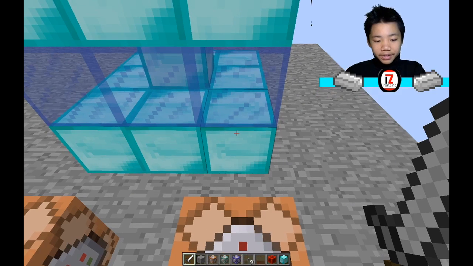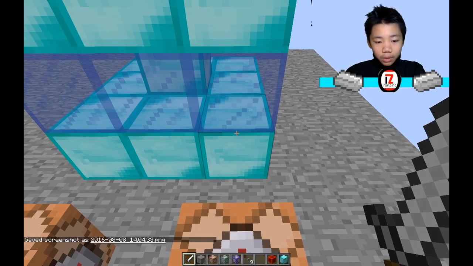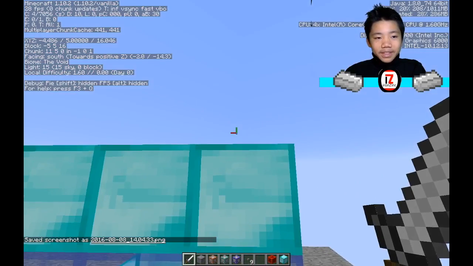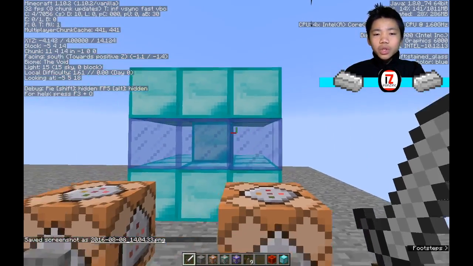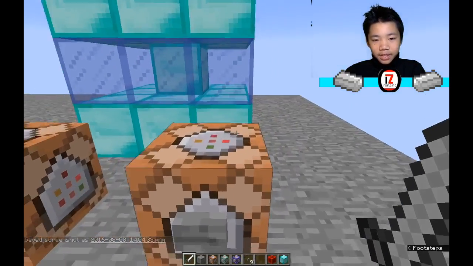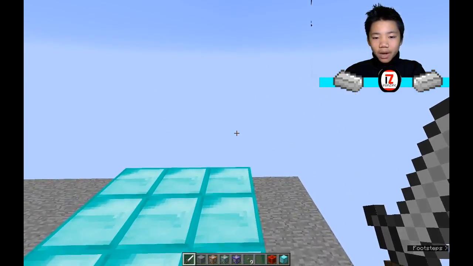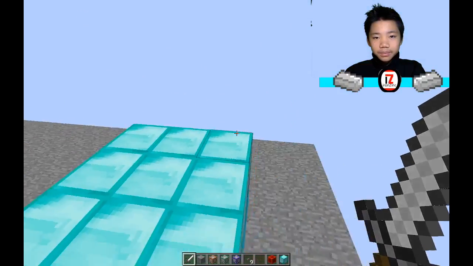I didn't mean to take a screenshot over there. So basically, it clones towards the south and the east. It goes towards the south, and it also goes towards the east.